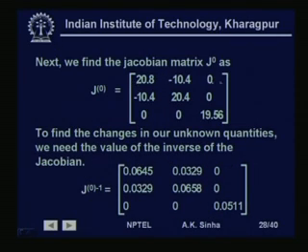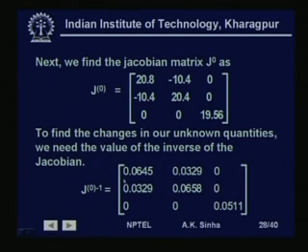Similarly, we can calculate the Jacobian matrix elements by substituting the value of the state variables with the initial guess values. So, this comes out to be the 3 by 3 Jacobian matrix: 20.8, minus 10.4, 0; minus 10.4, 20.4, 0; 0, 0, 19.56. So, this is a 3 by 3 Jacobian matrix that we have.